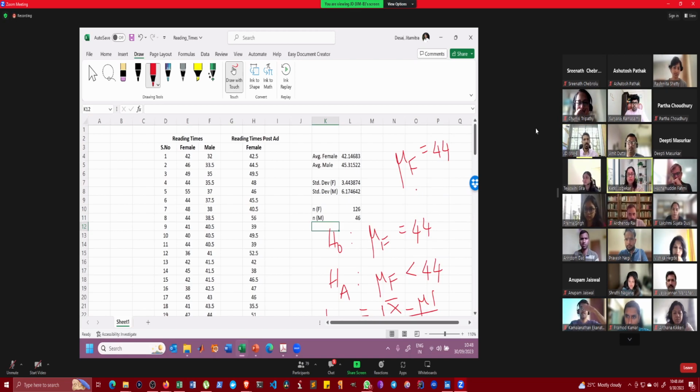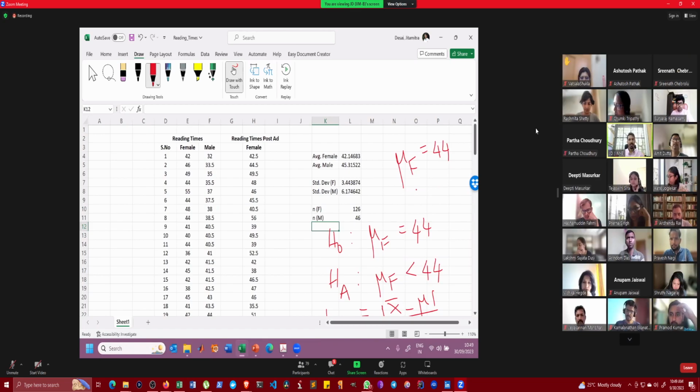Our sample was showing 42.14. These guys were claiming 44. Clearly, they are overselling themselves. So you will reject the claim that females on average spend 44 minutes on the app. Sir, where did we get this value 44 from?